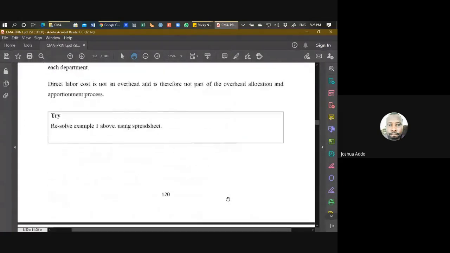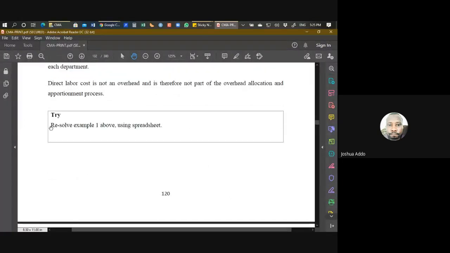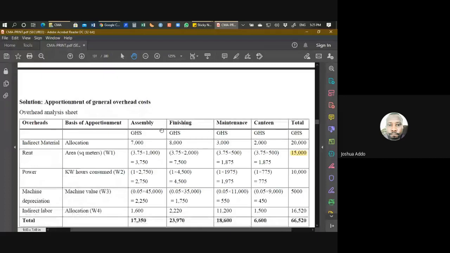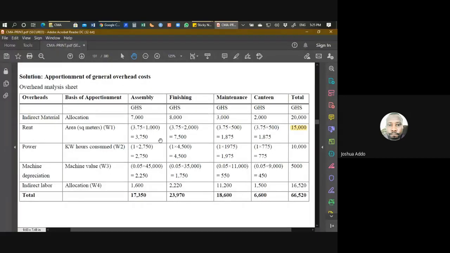So now I have this for you to try. Go and do it. Resolve is not resolve; resolve can mean something else in English. This means solve again. Example 1, using spreadsheets. So go and prepare this analysis sheet. You see, most of the figures are generated by formulas. So go and set up a well thought out template, where you have what you have to capture as input variables, and go and use spreadsheets to redo this.